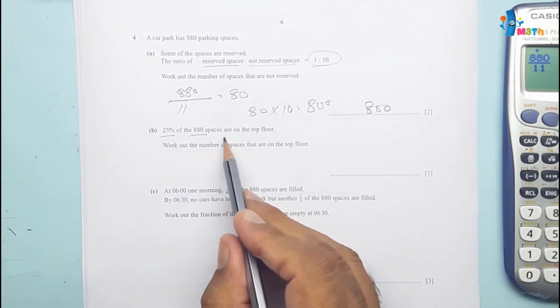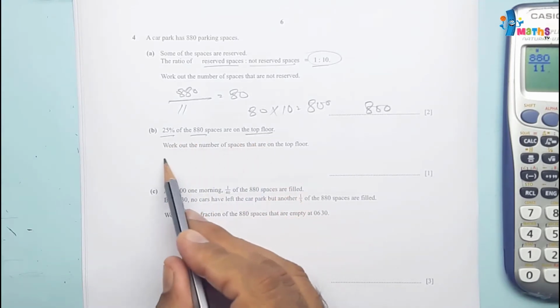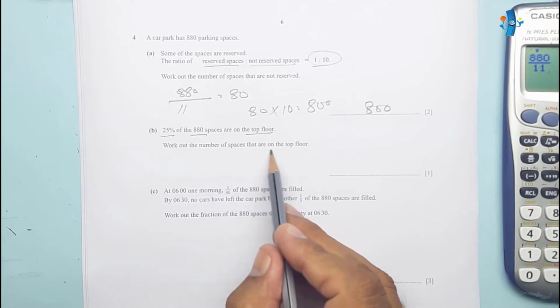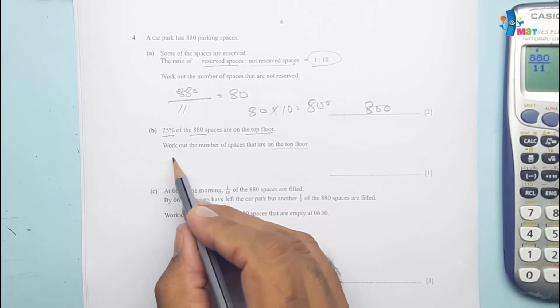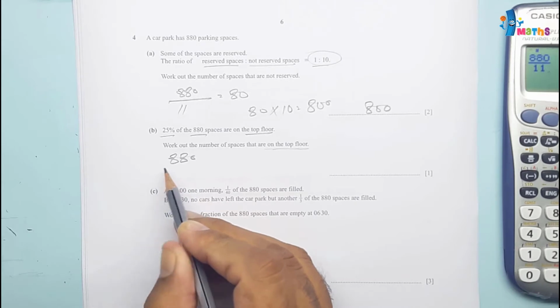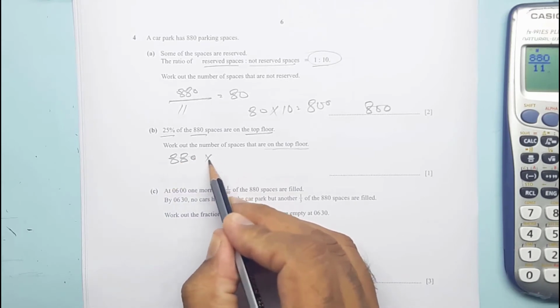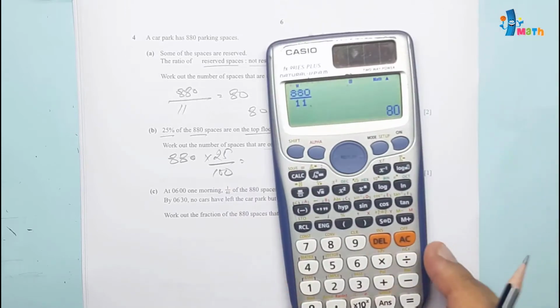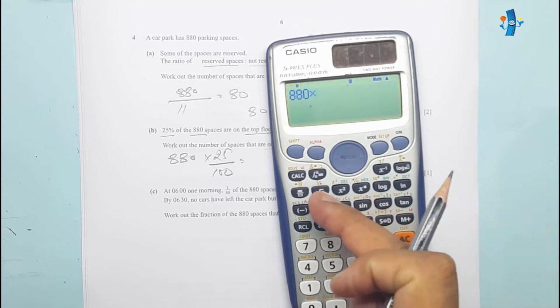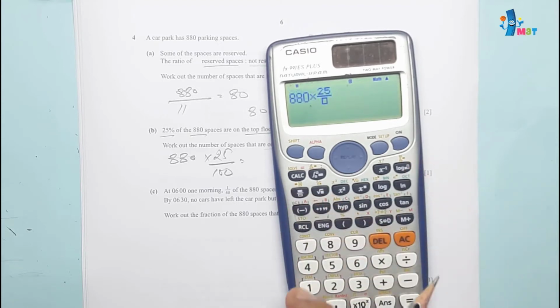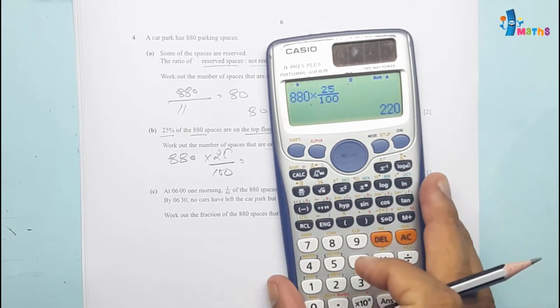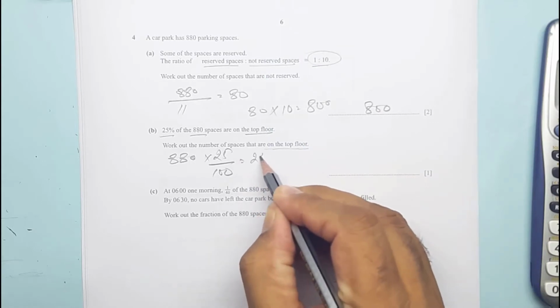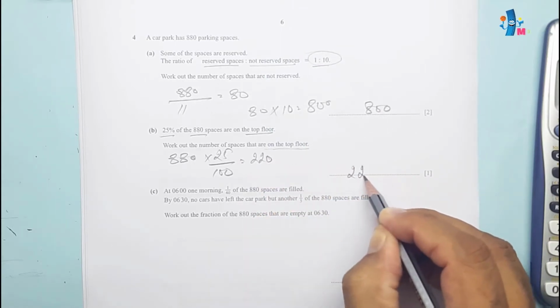25% of 880 spaces are on the top floor. Work out the number of spaces that are on the top floor. So 25% of 880 we can calculate like this: 880 multiplied by 25%, and this will be equal to 220. So our answer will be 220.